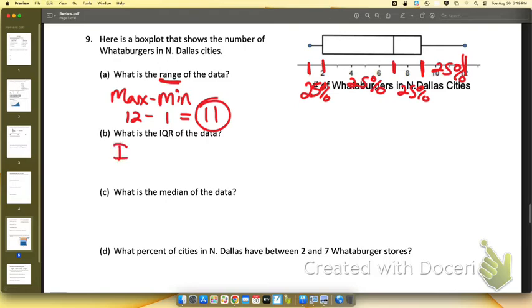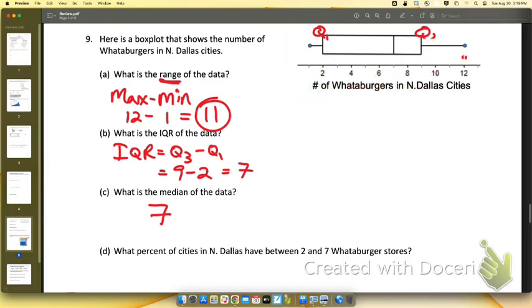The IQR is Q3 minus Q1. Q3 is the top of the box, Q1 is the bottom of the box, and so that's going to be 9 minus 2, which is 7. The median is where the line is, so the median is 7. And then it says, what percent of cities in North Dallas have between 2 and 7 Whataburgers? That is one section of the data, and so that is 25%.